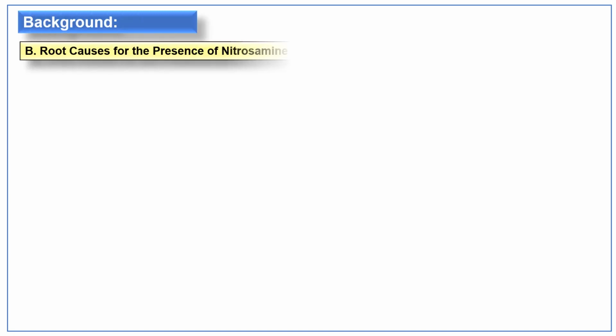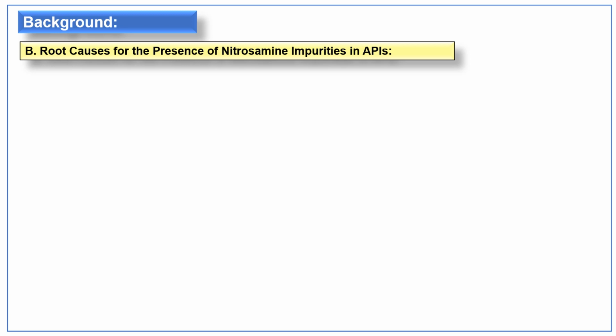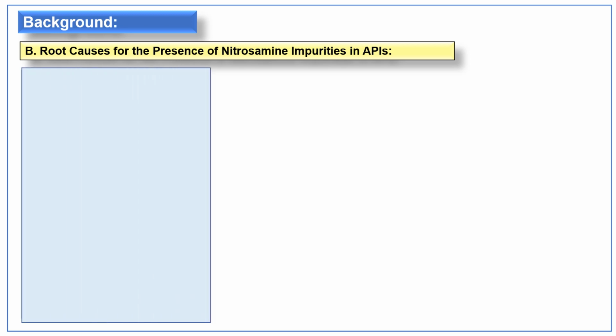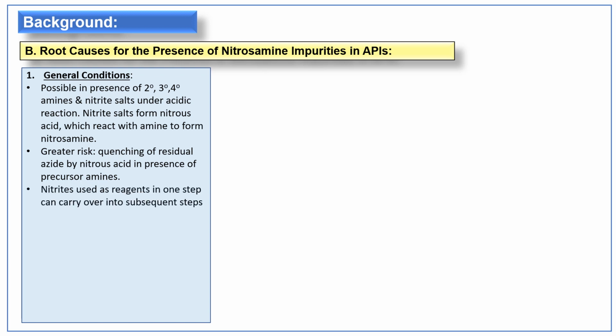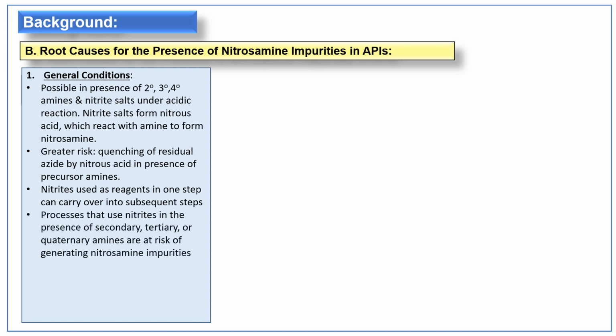Going into the details of root cause for presence of nitrosamine in APIs. So the first thing was general conditions. So they are possible in presence of secondary, tertiary or quaternary amines and nitrite salt under acidic reaction. Nitrite salt forms nitrous acid which reacts with amine to form nitrosamine. So this is a greater risk when quenching process is used. Nitrites used as reagents in one step can be carried over to the next steps. And processes that use nitrites in the presence of secondary, tertiary or quaternary amines are at risk.